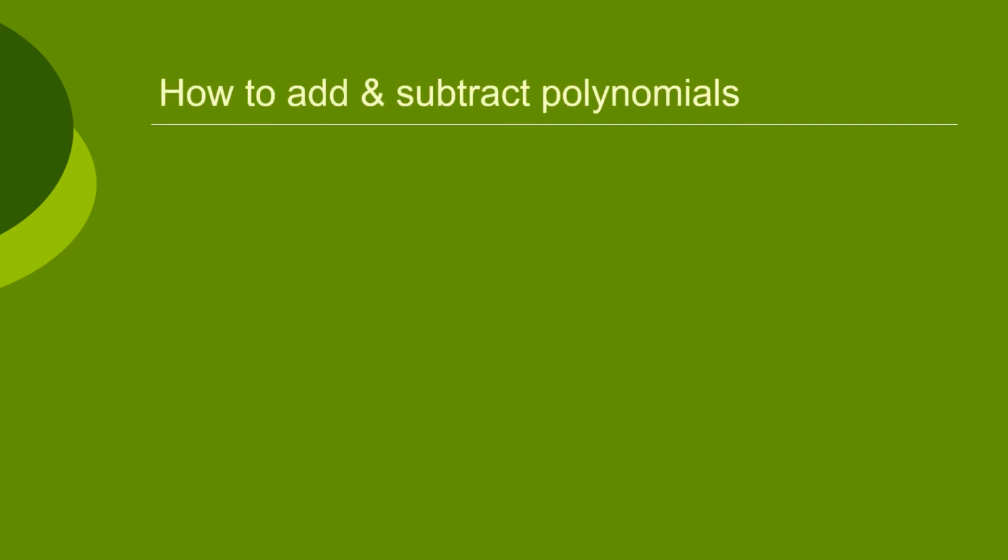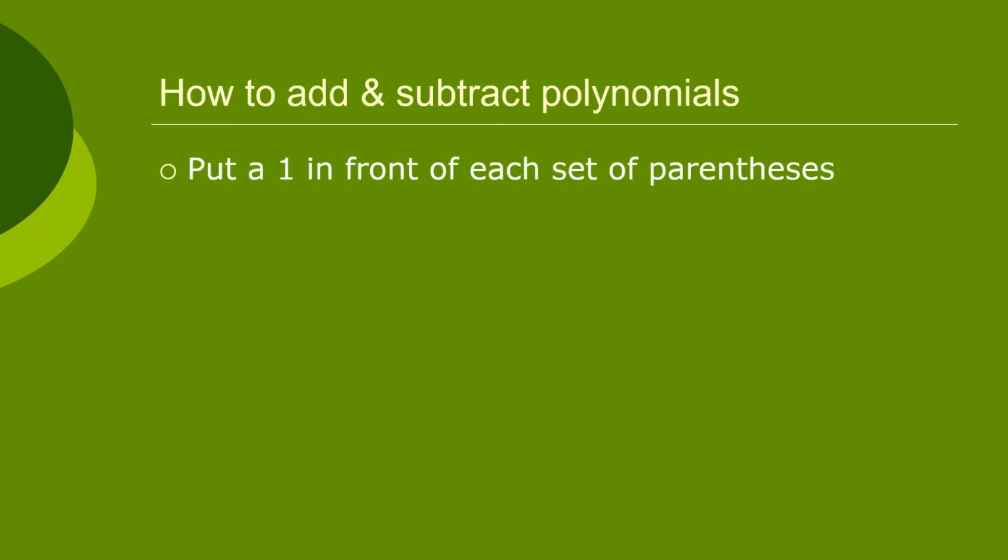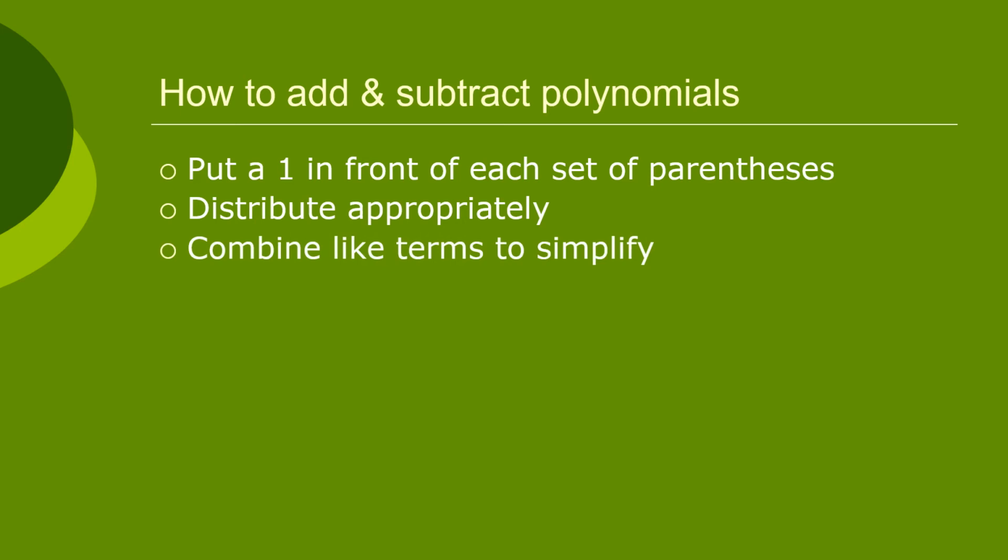Let's take a look at how we add and subtract polynomials. The first thing to do is put a 1 in front of each set of parentheses. Then distribute appropriately. You could be distributing a positive 1, you could be distributing a negative 1. You need to make sure you're looking at your signs. Combine all like terms to simplify the polynomial. Make sure you always write your answer in standard form.